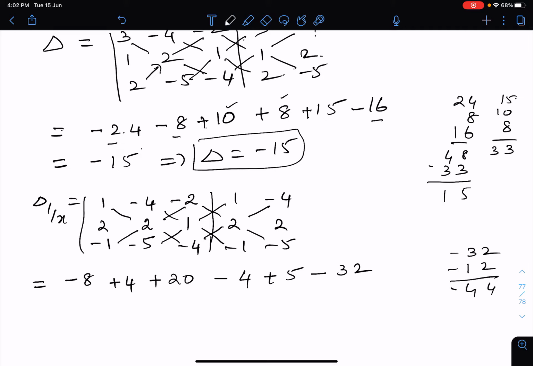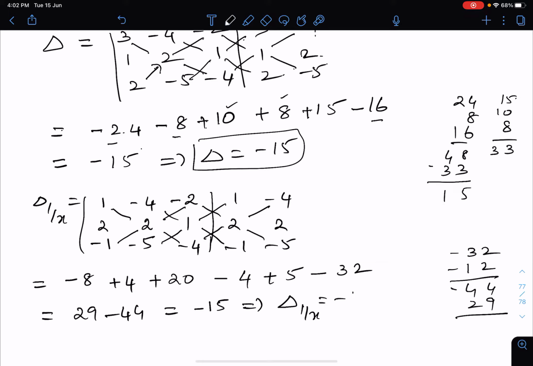So you get 32, 4 plus 8, 12, with the minus sign, so you get 44. And what about the plus sign? 4 plus 5, 9, 29. So it is going to be 29 minus 44. After subtracting, you are going to get minus 15, which implies del 1 by x equal to minus 15.